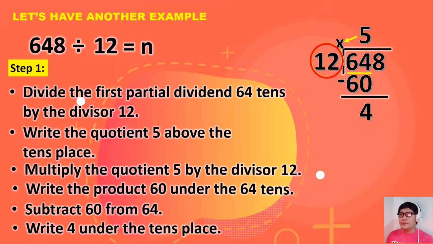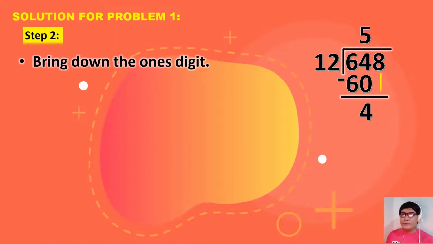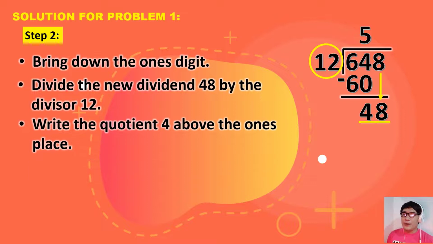Step number 2. Bring down the ones digit, which is 8. Then divide the new dividend 48 by the divisor 12. 48 divided by 12 equals 4. Then write the quotient 4 above the ones place.